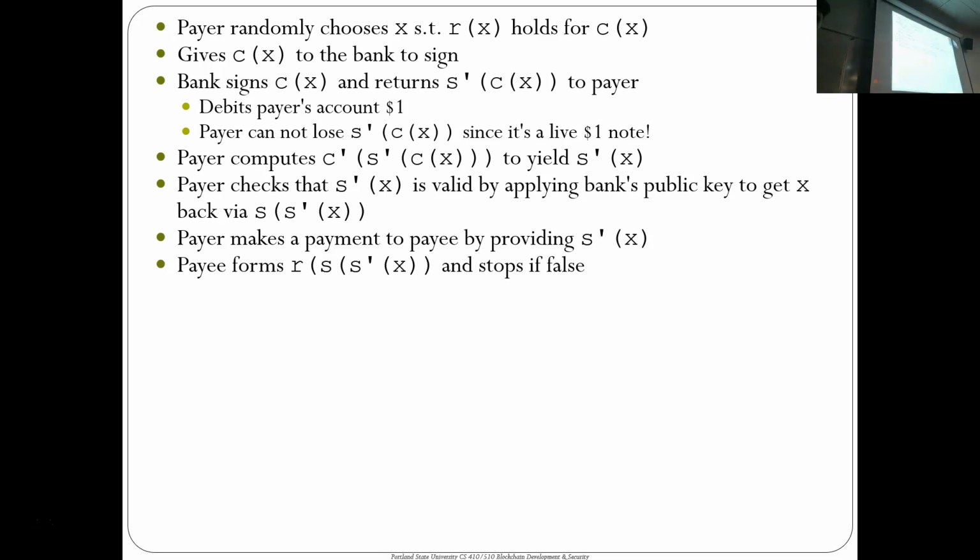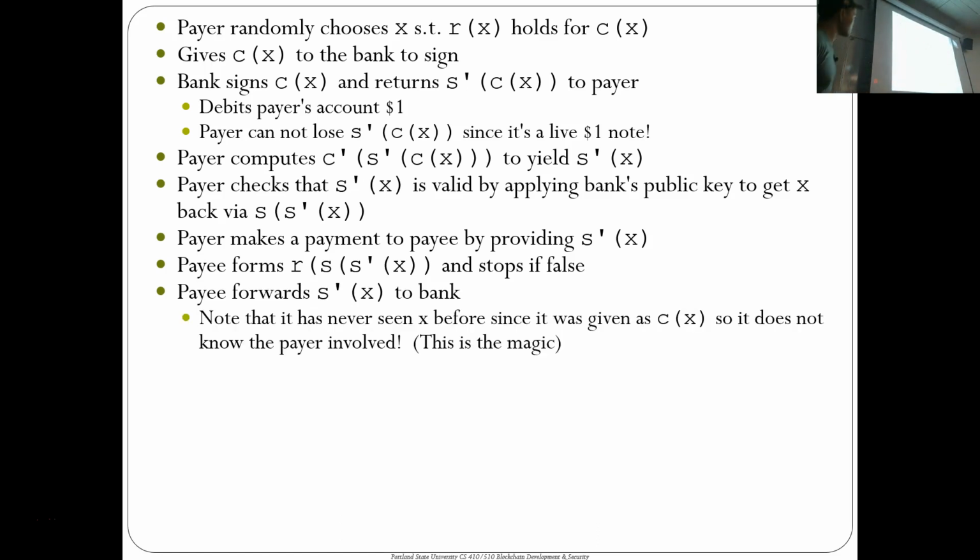Okay, so then the payer says, I want to give that note to a payee, so I'm going to send the payee this S prime of X, and the payee checks to make sure that's a valid note by making sure it passes this redundancy check. It also makes sure that it can generate a valid S of S prime of X, because this is the bank's public key. If I've presented S prime of X, the payee can say, yes, our bank has signed this note. It's a valid note, and I can give you your $1 worth of goods, knowing that this is a valid note that I can cash in at the bank.